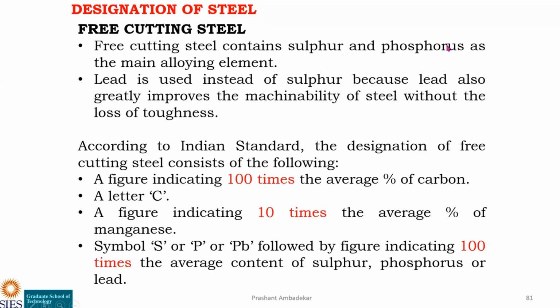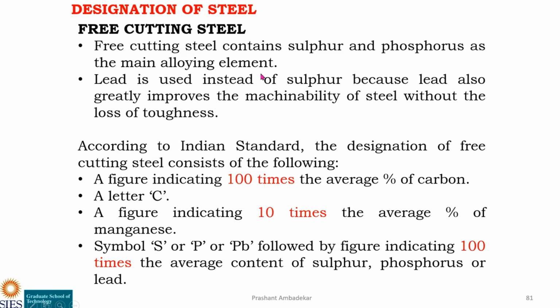So by adding sulfur, phosphorus, and lead, we improve the machinability of the steel. And as the machinability of the steel is improved, it is called free cutting steel. The thing to be noted here is that the machinability is improved without the loss of toughness. It still remains tough enough. So that is called free cutting steel.